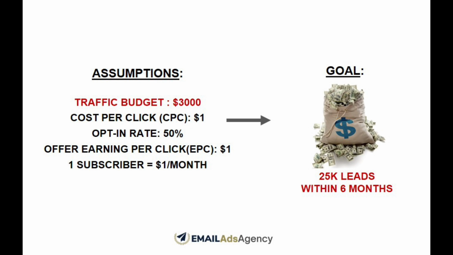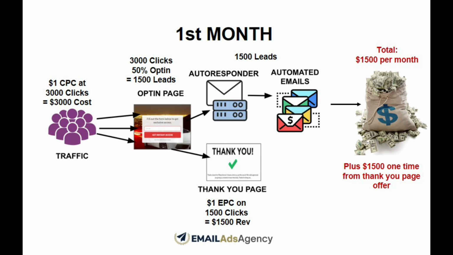So now let us see how we can get 25,000 leads in 6 months with these assumptions and using the three-step process we just went through. So now let's look at the first month. We buy 3,000 clicks with our $3,000 traffic budget at $1 CPC.